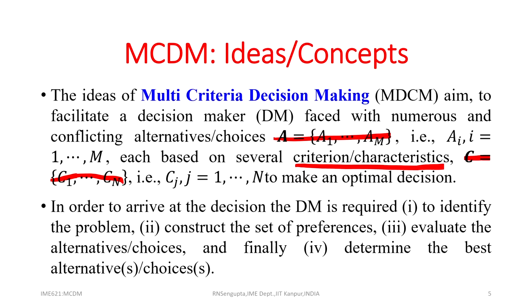Then based on that, he or she constructs the set of preferences. Preferences are basically what are the different type of choices which are there for him or her. He or she then evaluates the alternatives, evaluates the choices, and based on the criteria, based on the ranking of the criteria, he or she basically determines the best alternative and the choices and ranks them.